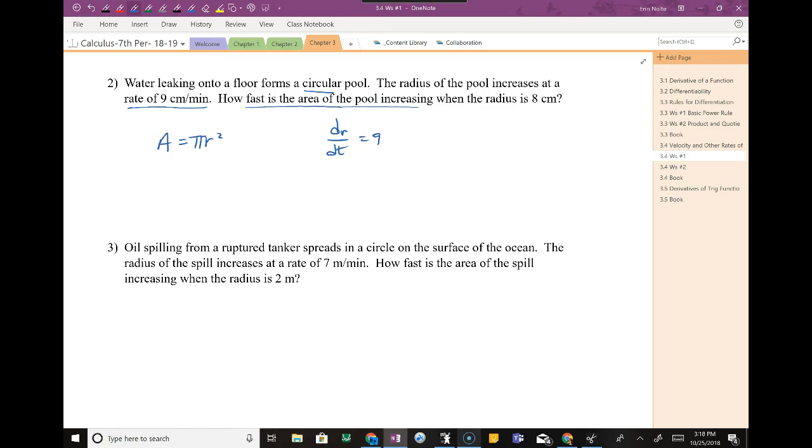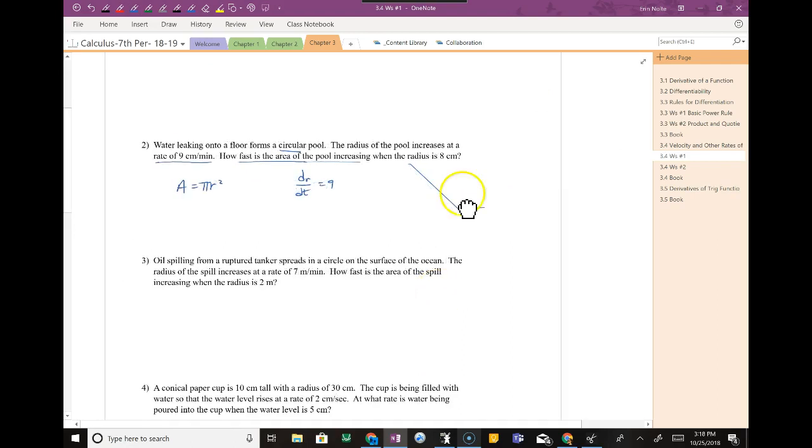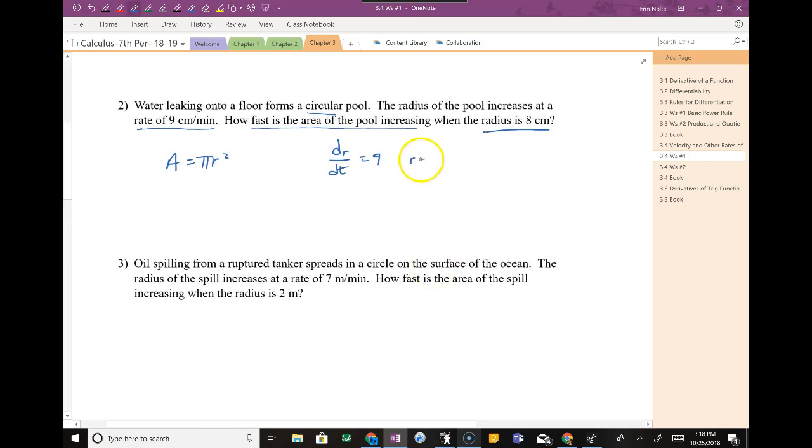The other thing you always need to think about when you're talking about a rate is whether the rate is making the thing expand, get bigger, or is it making it smaller? Bigger. If it's making it bigger, then we're working with a positive number. If this had been a scenario where it was decreasing and getting smaller, my rate would be negative. So it's getting bigger. What else do we know? When the radius is 8, so when r is equal to 8.